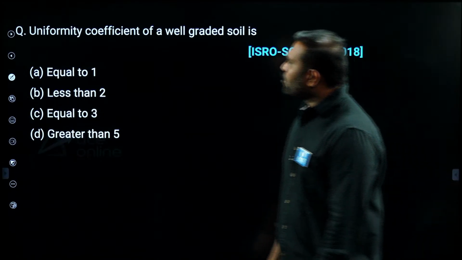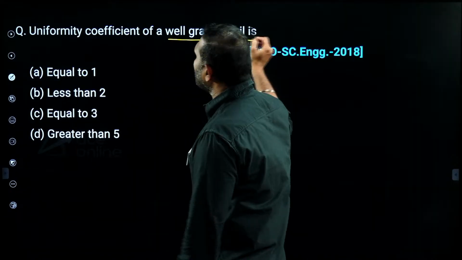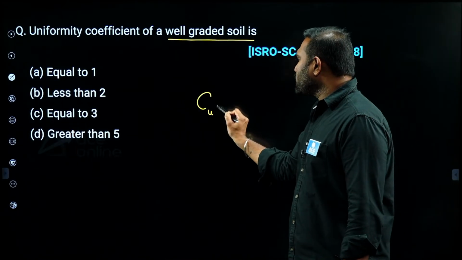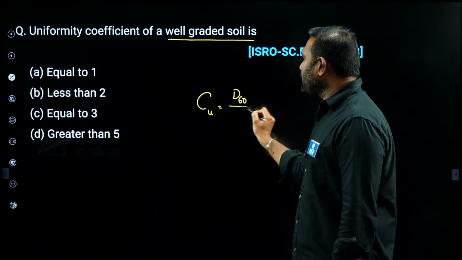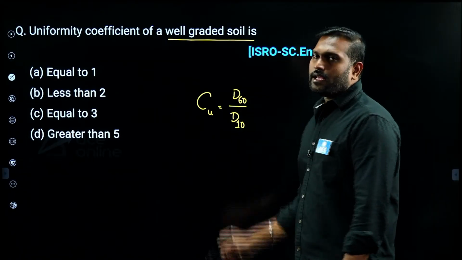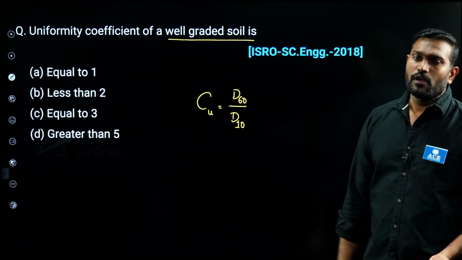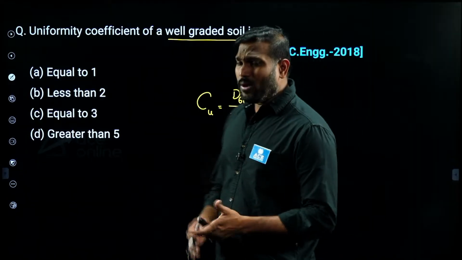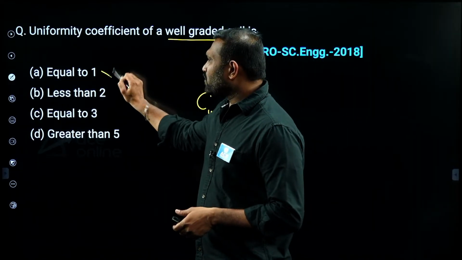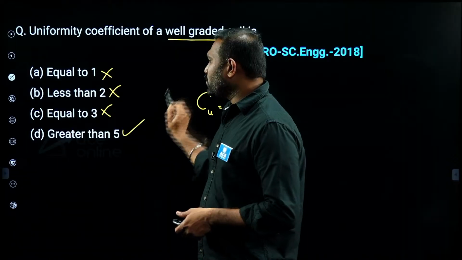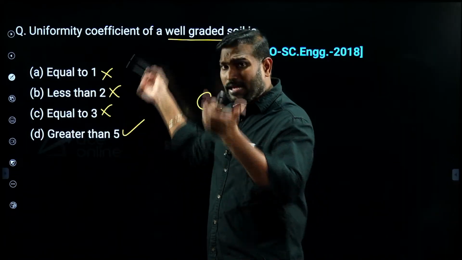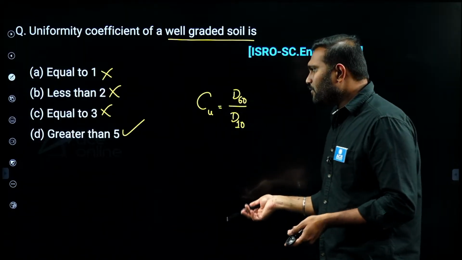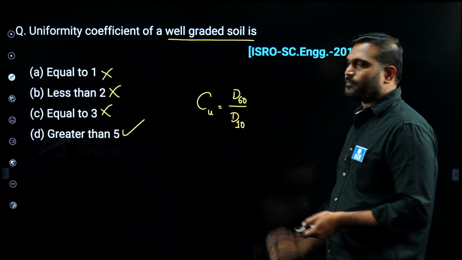Next, coefficient of uniformity for a well-graded soil. See, uniformity coefficient, that is Cu, which is nothing but D60 by D10, that depends upon the gravel or sand. If it is a gravel, it has to be greater than 4. If it is a sand, it has to be greater than 6. But from the given, we have to generalize this. Equal to 1, no. Less than 2, equal to 2, no. It's greater than 5. From the given options, I have to say it as option D.